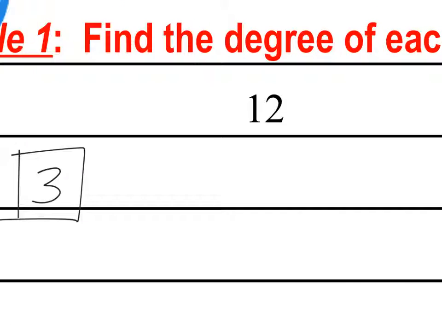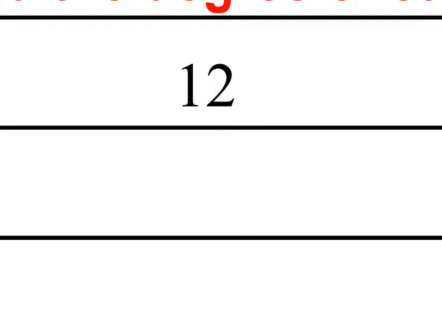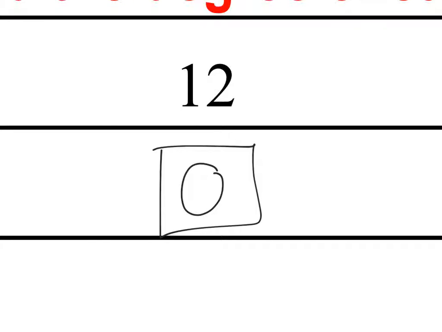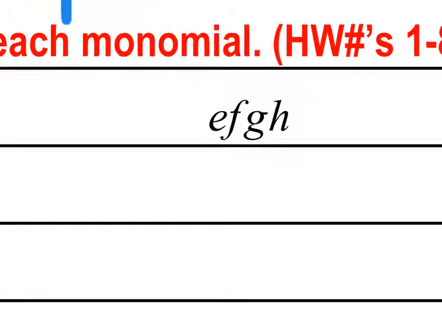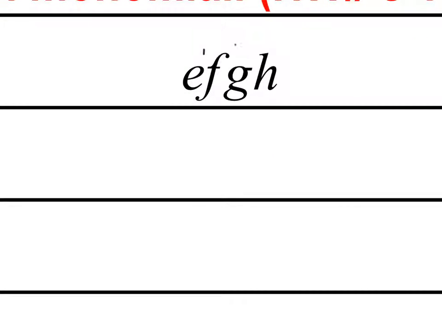Okay, look at the next one. It's just 12. Are there any variables? Do you see any? No. This is called a constant. So there's no variables, so the degree is 0, because there's no exponents to add up. Constants have a degree of 0. The next one, if you don't see an exponent, what exponent's there? 1. So all of these have an exponent of 1. Add them all up. And our degree is what, Kayla? 4.